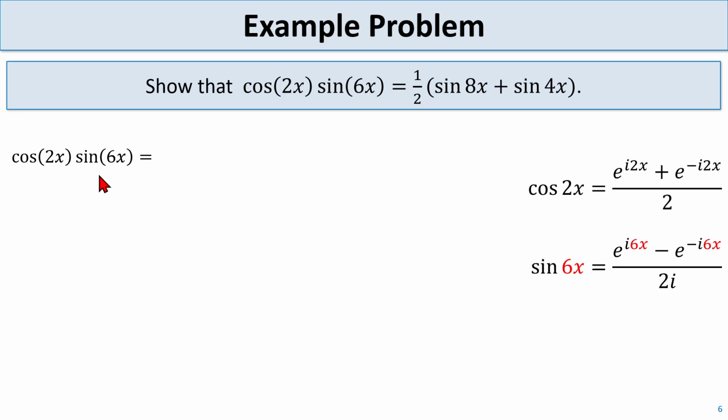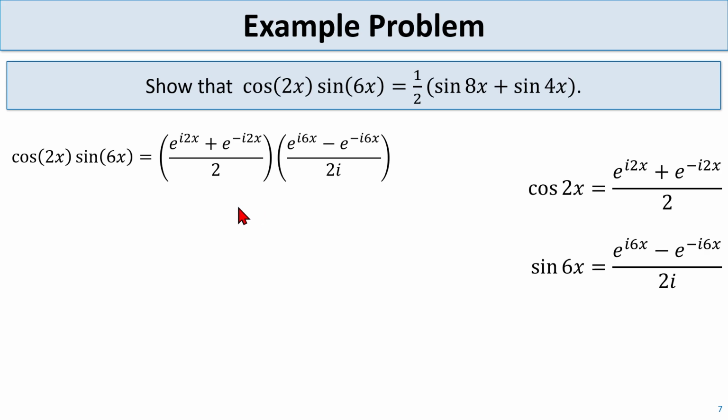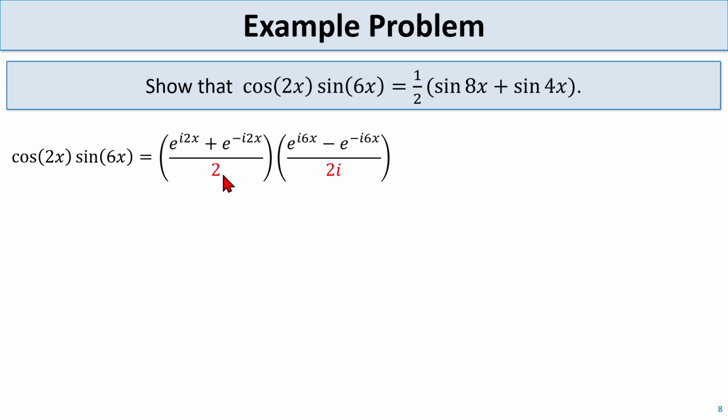Next, we need to multiply these two quantities. So we're going to plug in the expressions that we just found for cosine of 2x and sine of 6x and multiply them. So this one's the cosine of 2x. This is the sine of 6x. Now we just need to do a bit of algebra. I'll start by simplifying a little bit. There's a 2 and a 2i in the denominator. So I'll factor that out to make the expression look a little bit simpler. 2 times 2i gives us 4i.